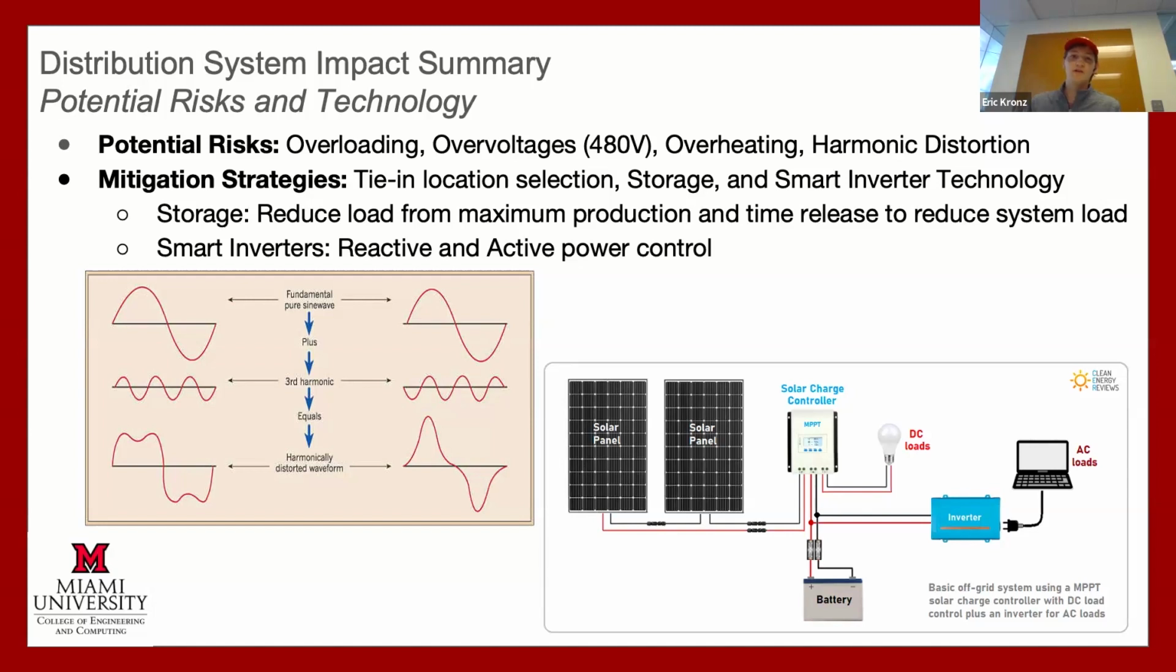And so our mitigation strategies for these risks involve selecting tie-in locations that have plenty of PV hosting capacity, and then technologically using storage, which can store the load during maximum production and release it more steadily to put less of a load on the grid at a given time. And then our smart inverters can use both reactive and active power control to avoid voltage fluctuations on the grid. Next slide, please.